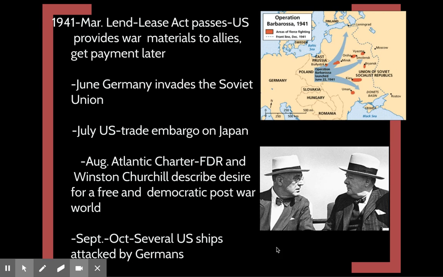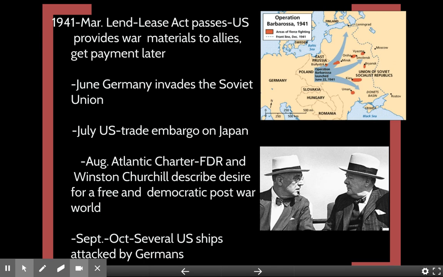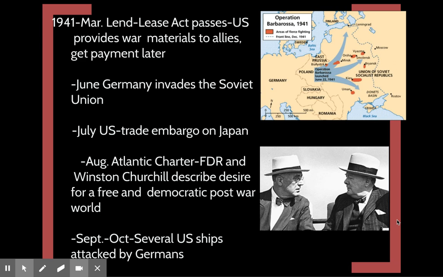At this point, our president FDR is having conversations with Churchill, who is the Prime Minister of Great Britain, and they're talking very specifically and very seriously about the ways that the United States can help.